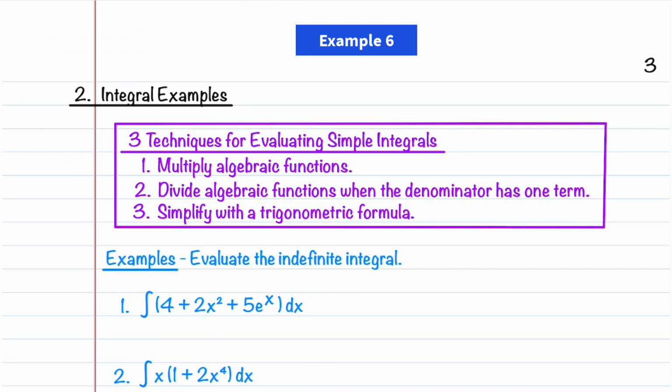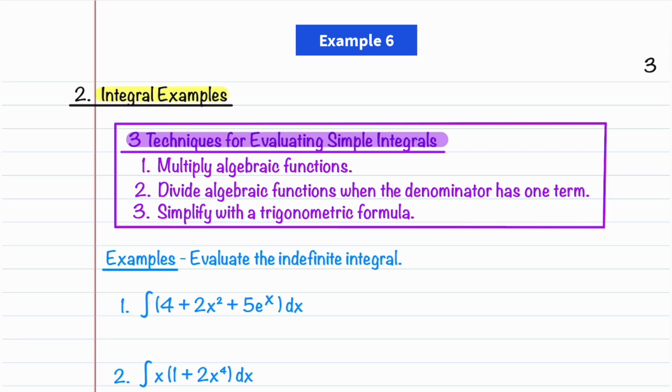We're now going to walk through lots of integral examples, both definite and indefinite, using common integral formulas. I've included an example of each type that you might encounter. Let's start by going over 3 techniques that you can use for evaluating simple integrals.